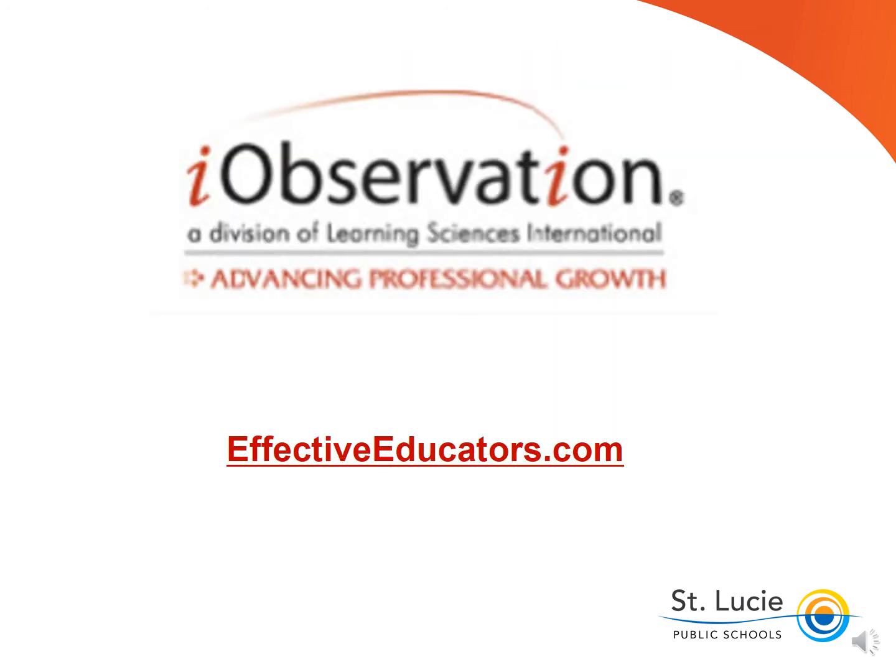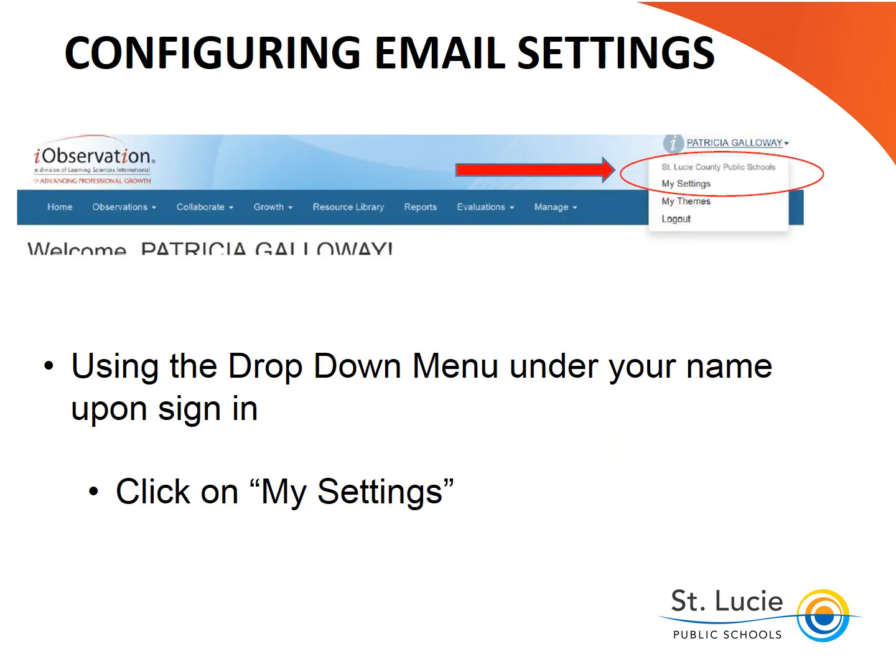iObservation is a powerful tool with many resources available and automatic notifications of actions being taken within your digital file. To ensure that you are receiving all of the notifications embedded in the system for your successful use, you must configure your settings. From your home page, navigate to the top right and use the pull-down menu next to your name. Select My Settings.